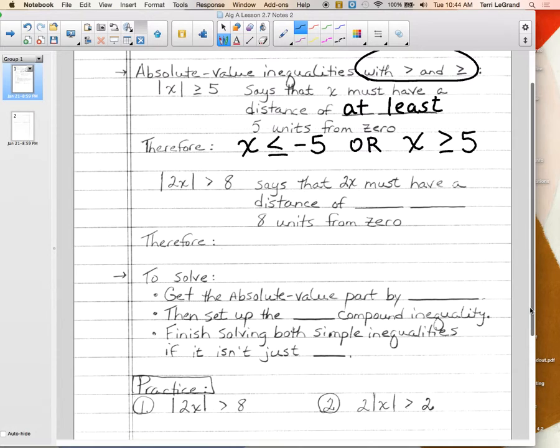Okay, so what does the next one say? The absolute value of 2x is greater than 8.